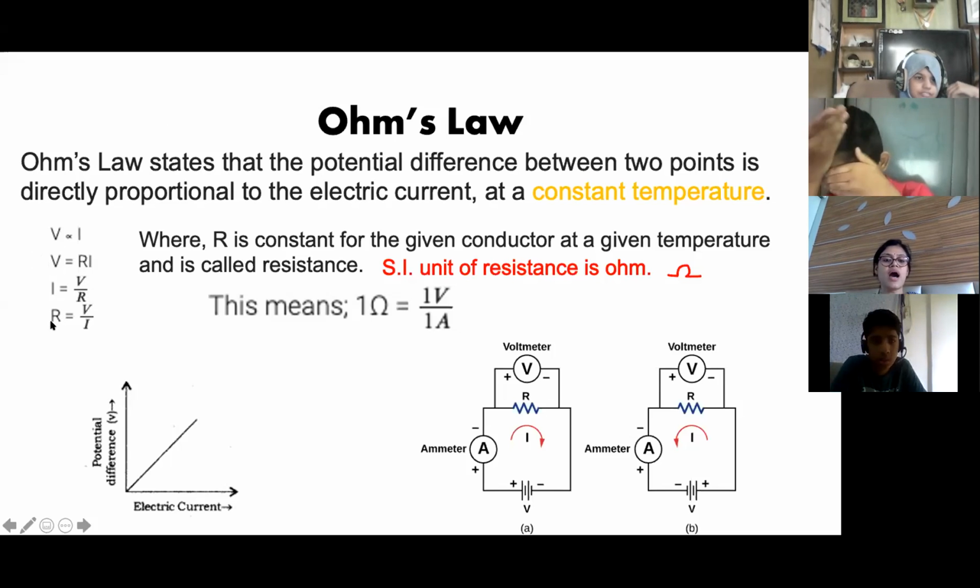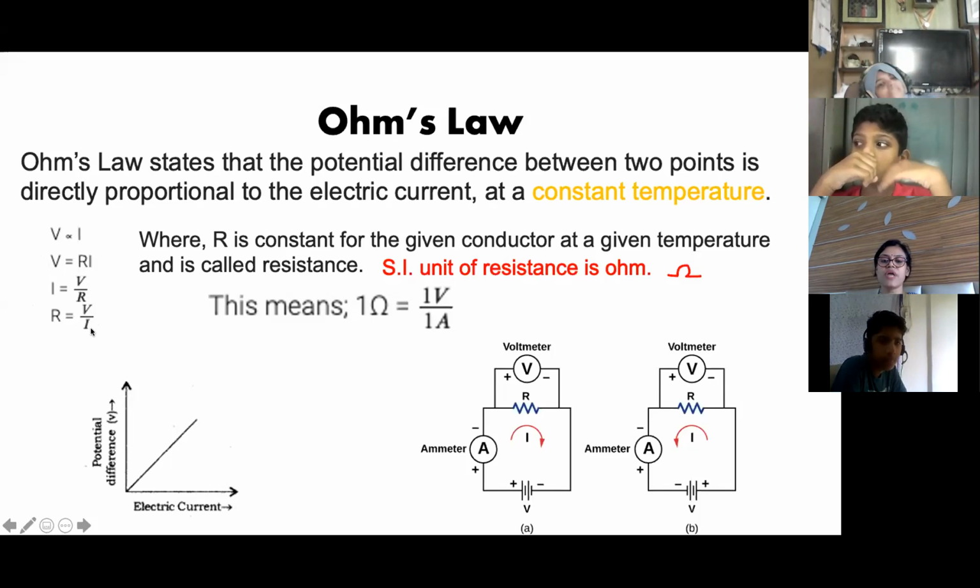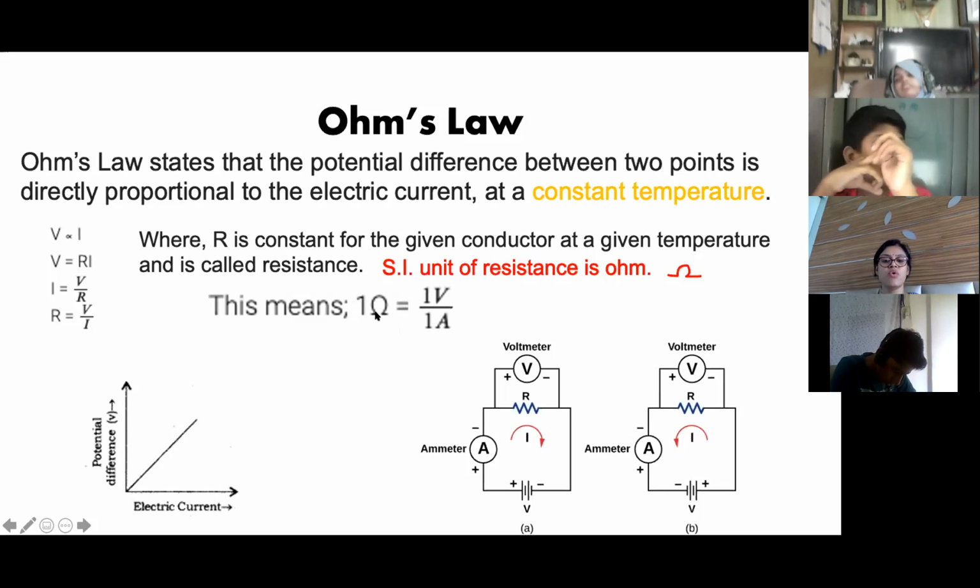And the unit of R is what? 1 ohm. How much is an ohm? You can find out from this formula. Ohm is volt upon ampere. You know that the unit of voltage is volt and the unit of I is ampere. So 1 ohm is equal to 1 volt upon 1 ampere. This is the relationship between volt, ampere and ohm.